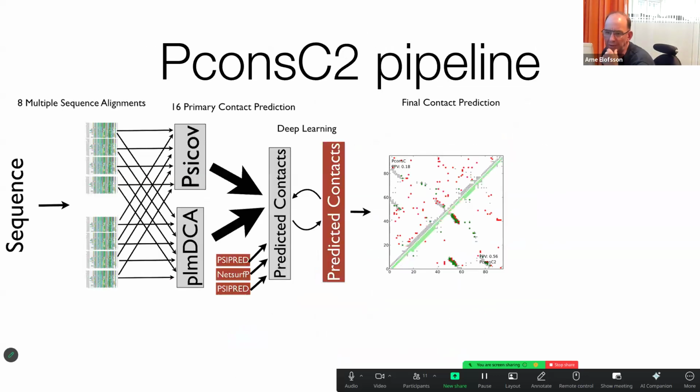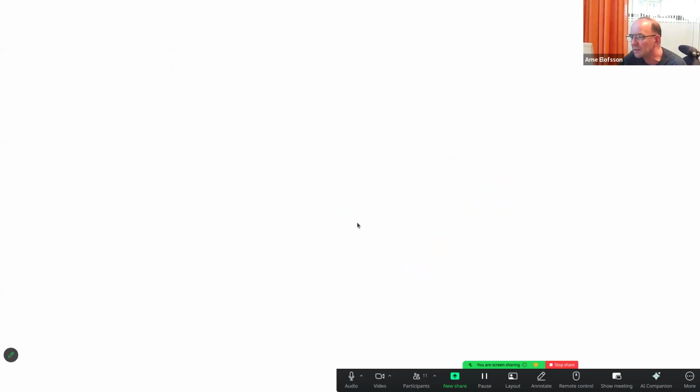So we did something called our second version, Pcons C2. That was our first attempt to sort of do deep learning. We took these contact prediction methods, we did 2 different methods, and we did different alignments. We had like 8 predictions. And then we had a deep learning framework, which was in this case just based on a random forest, but iterated through it many times. So we call it that, and we added some other information.